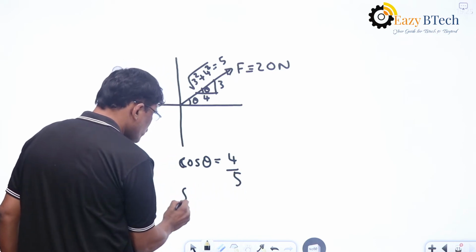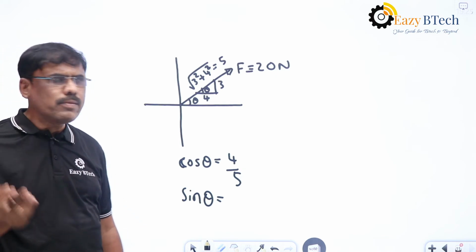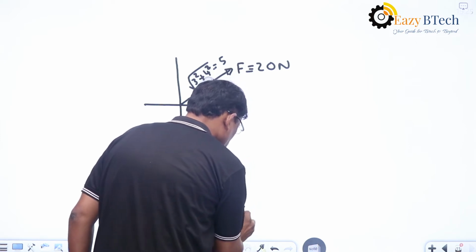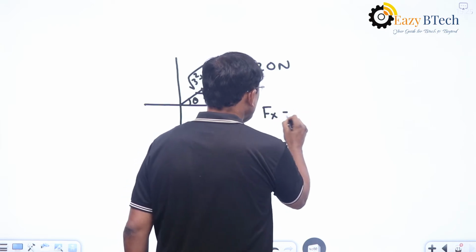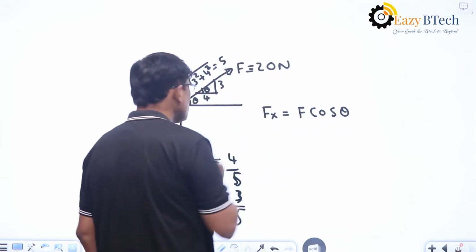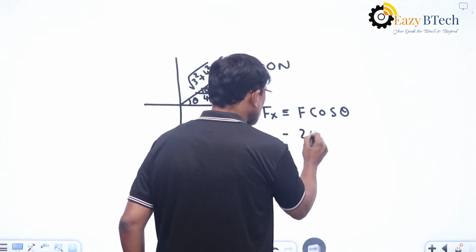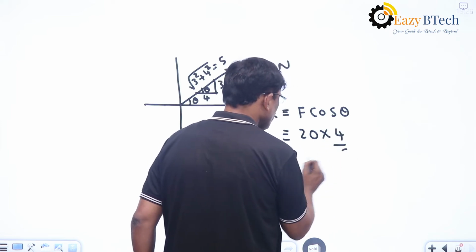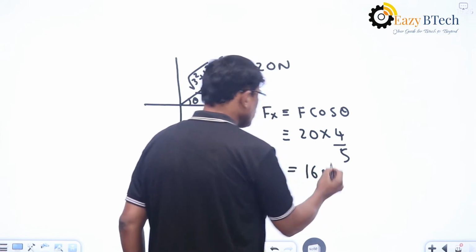Cos theta is 4 by 5. Similarly, sin theta, that is opposite side by hypotenuse, is 3 by 5. So now we know that Fx is equal to F cos theta, because it makes an angle with the x-axis. This is equal to 20 into 4 by 5, since we know the cos theta value directly. So this becomes 16 newtons.